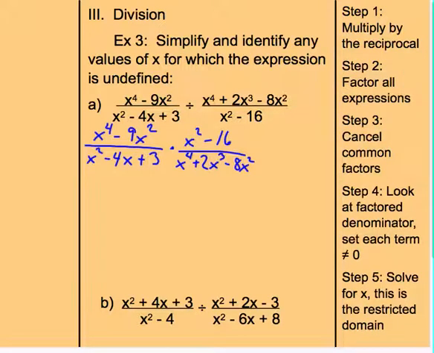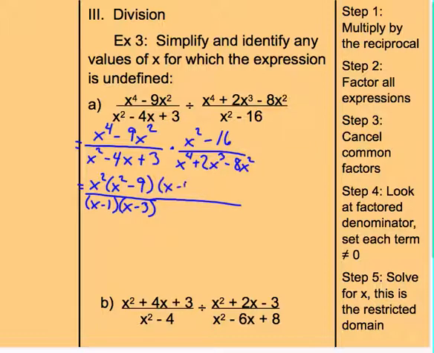I'm going to go ahead and show you all the steps since we've seen them all anyway. My first numerator has a GCF. My first denominator is t-chart, what multiplies to 3 and adds to -4, -1 and -3. My second numerator, we've got difference of squares. And my second denominator, we've got GCF again of x squared.